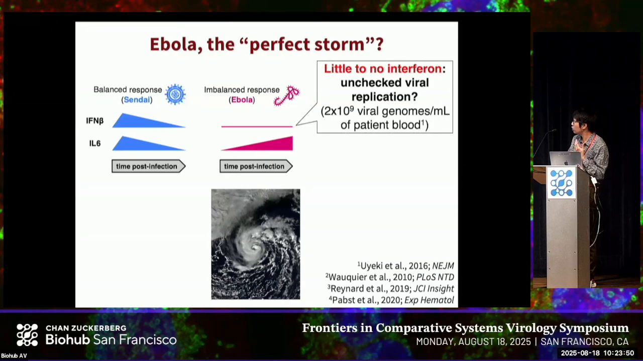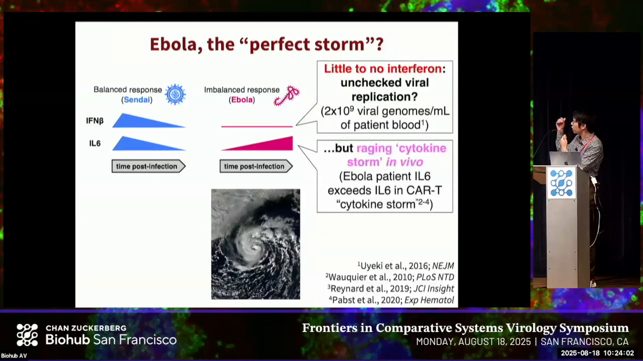And this may explain 2 clinical features of Ebola disease. A, the lack of interferon production could lead to this really unchecked viral replication. Indeed, in Ebola, there could be over 2 billion Ebola genomes per ml of patient blood, which is pretty remarkable. But the induction of IL-6 could lead to this really strong cytokine storm. Indeed, in patients, it's known that IL-6 levels can actually be double that found in CAR-T-induced cytokine storm.